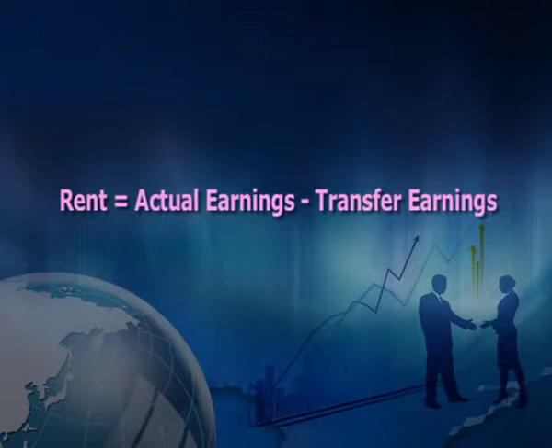The opportunity cost of a factor is the price which it can earn by working in the next best use, and such a price is also called transfer earnings. The excess of actual earnings of a factor over its transfer earnings is called rent. Thus, rent is equal to actual earnings minus transfer earnings.